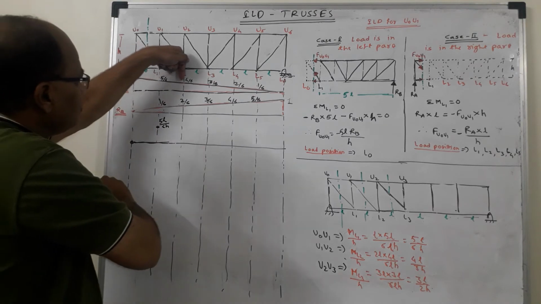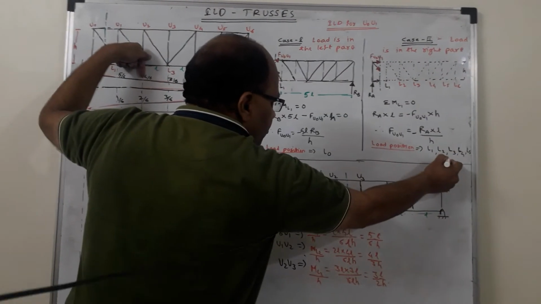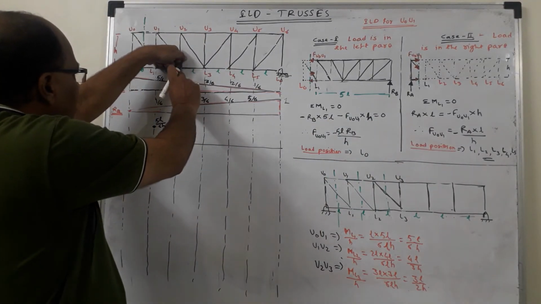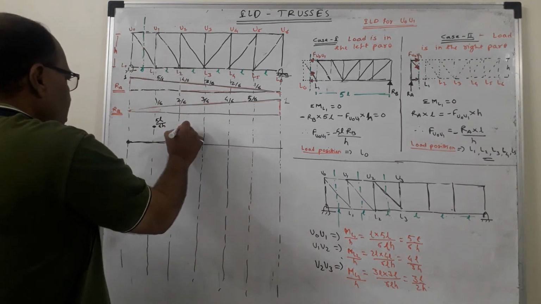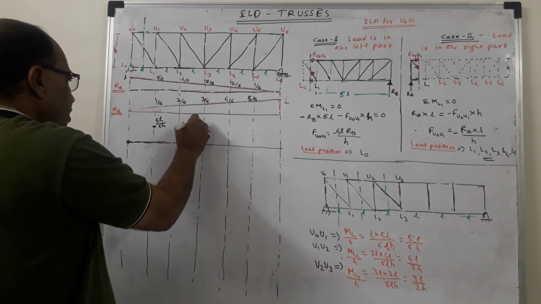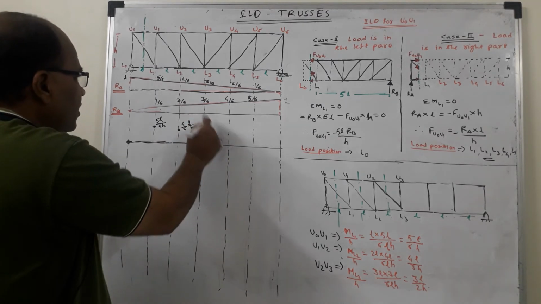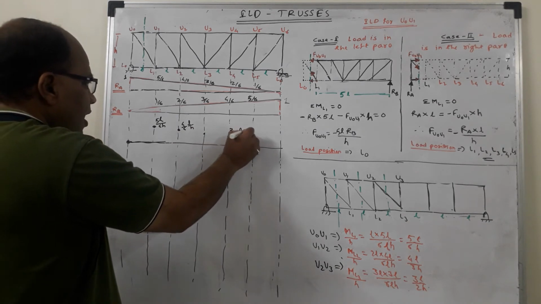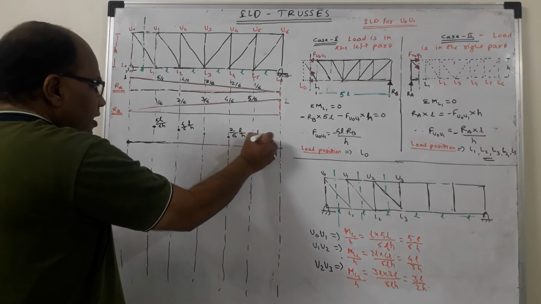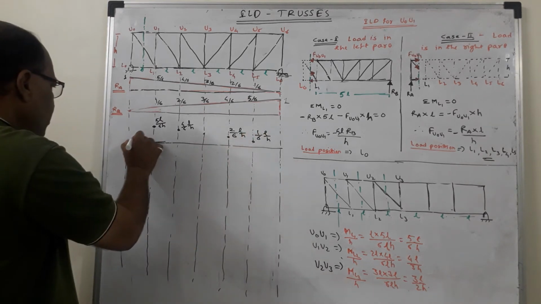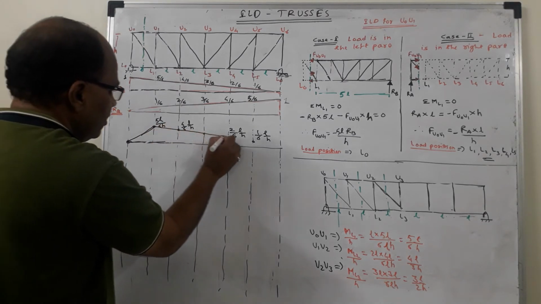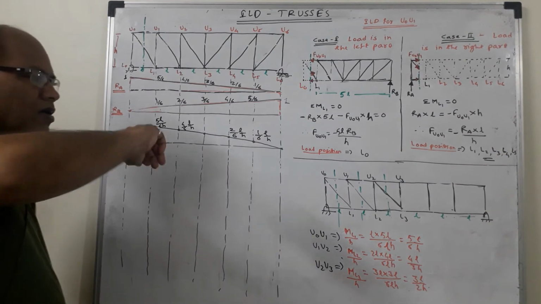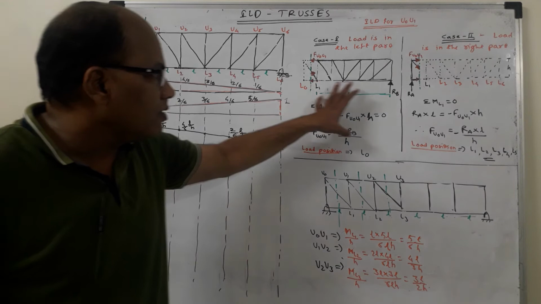Now when the load moves to position L2, again F U0 U1 is to be obtained from that equation. When the load is over here, RA is 4 by 6. So this value will be 4 by 6 L upon H. Next value will be 3 by 6 L upon H. Next to that is 2 by 6 L upon H. Next is 1 by 6 L upon H. And all these values are to be joined in this manner to get the ILD for U0 U1. So you can get the ILD by considering this method.